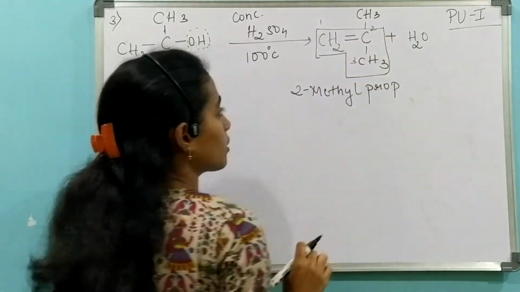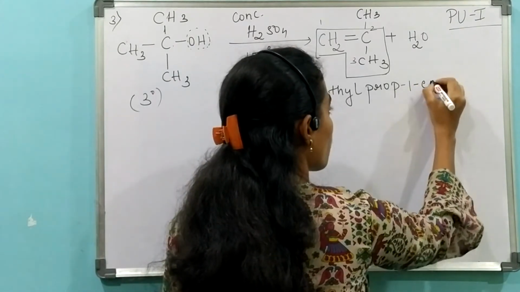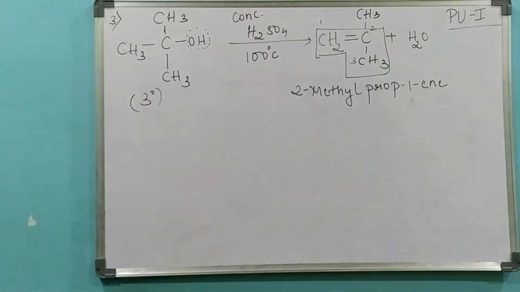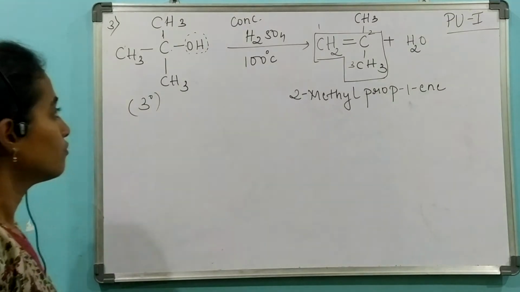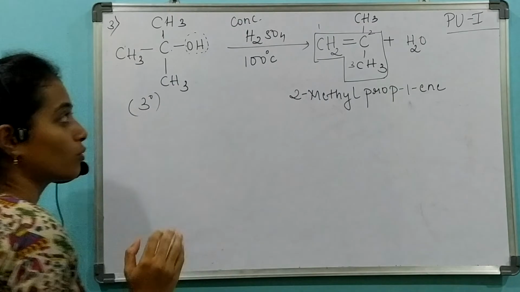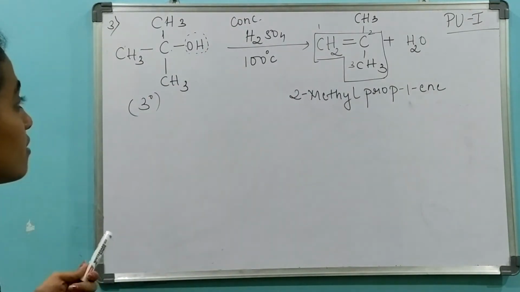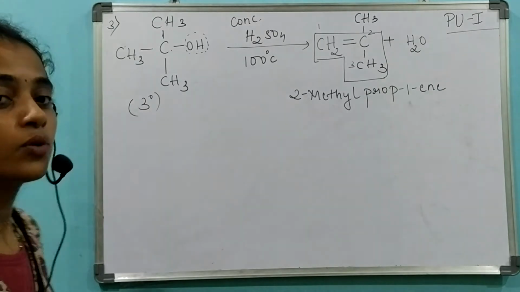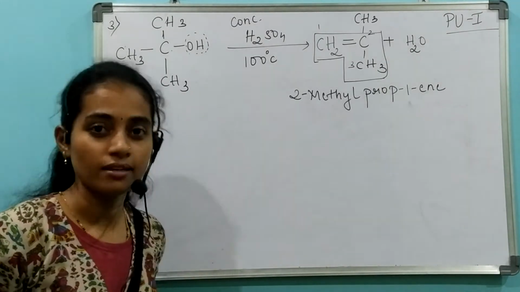Between carbon number 1 and carbon number 2 you have the double bond, and it becomes prop-1-ene. So you have prepared an alkene starting from a tertiary alcohol. As we have seen, for the preparation of the alkene starting from the tertiary alcohol, you require only 100 degrees Celsius. Whereas while preparing the alkene from the secondary alcohol, you need 140 degrees Celsius. From the primary alcohol, you need 170 degrees Celsius.